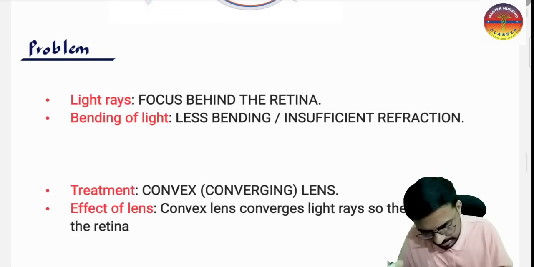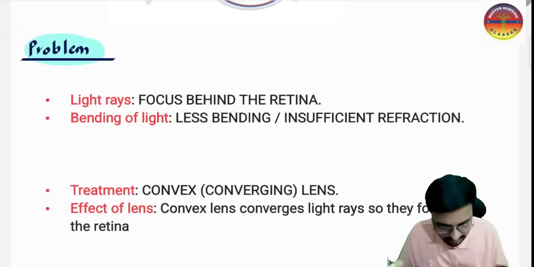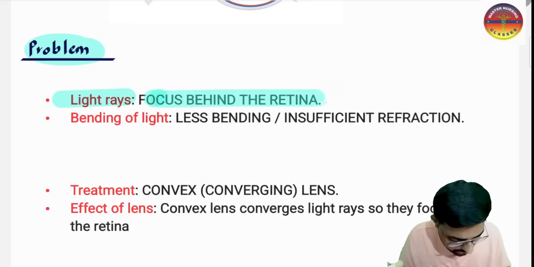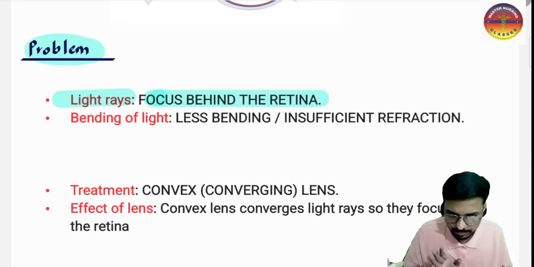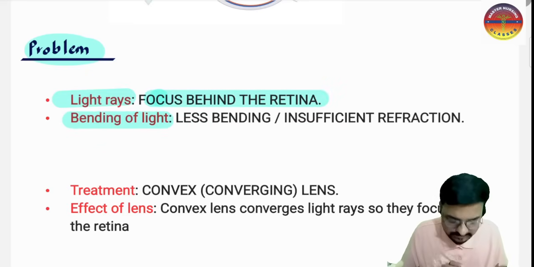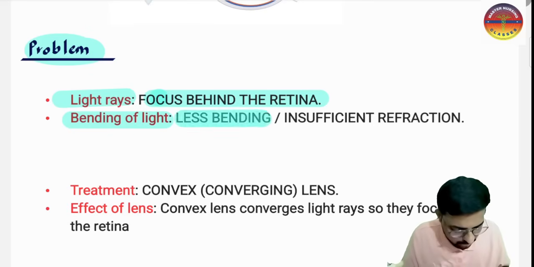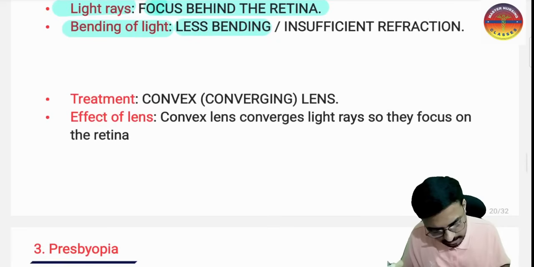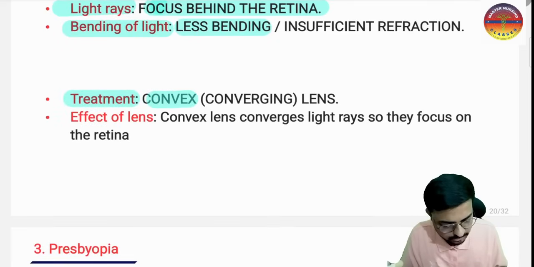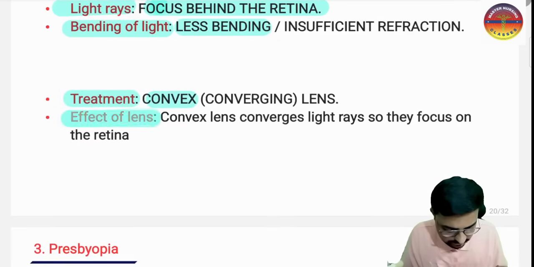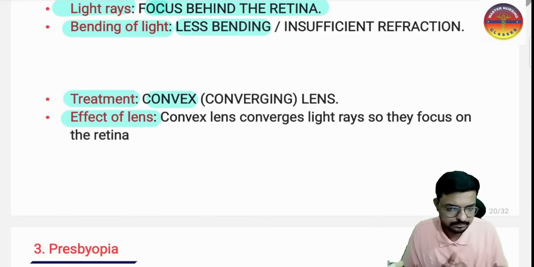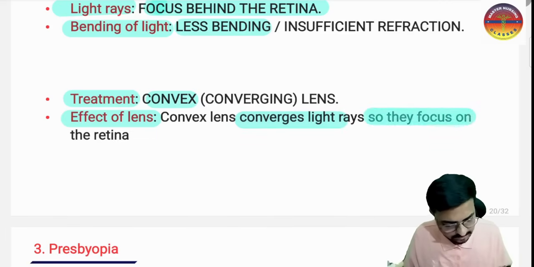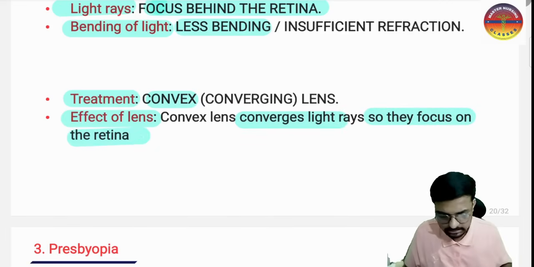I hope it is very much clear. The main problem here is the light rays: they are focusing behind the retina. That is the problem in hyperopia. The bending of the light rays is less, so we add one more convex lens, which helps bend the light rays. The treatment for this is the convex lens. The effect of the convex lens is that it converges the light rays, which is very important, and helps focus on the retina. So the light rays will bend on the retina. I hope it is very much clear. Yes, sir.